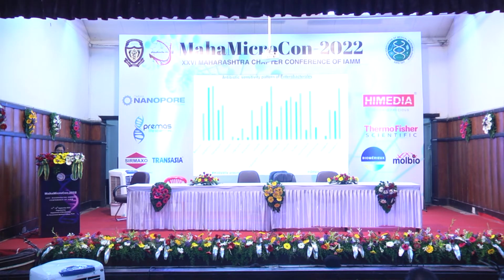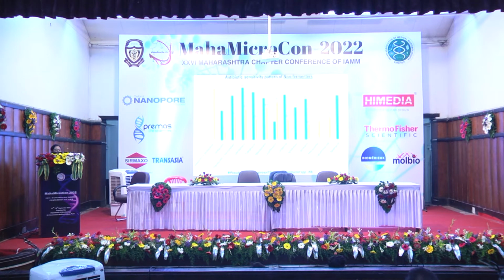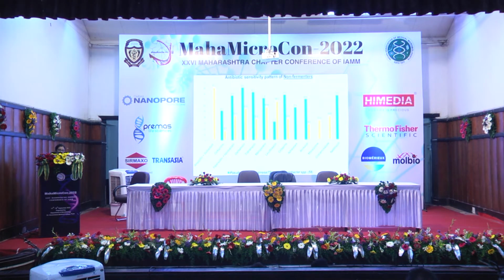This is the antibiotic sensitivity pattern of Enterobacterales, showing maximum sensitivity towards gentamicin, around 80%, and for piperacillin tazobactam it is 60 to 80%. This bar diagram shows the antibiotic sensitivity pattern of non-fermenters, which is showing maximum sensitivity towards gentamicin, that is 89.9%, followed by meropenem 71.8%, and piperacillin, that is 76.5%. Whereas for Acinetobacter we have seen that it is showing maximum sensitivity towards ampicillin sulbactam, that is 91.91%.